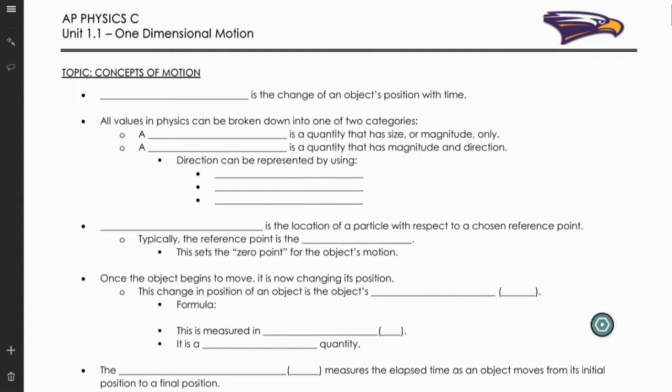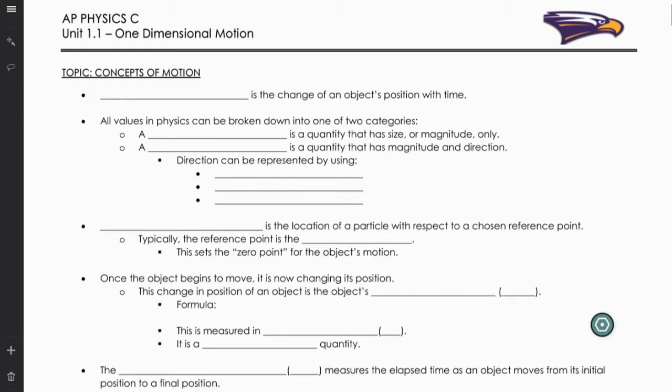Okay, so this is unit 1.1, one-dimensional motion. Remember, unit 1 is all of kinematics, and it encompasses both 1D and 2D motion. So a lot of these terms and concepts you see here, you're also going to see in what I'm calling unit 1.2, which is two-dimensional motion, which is vectors and 2D motion.